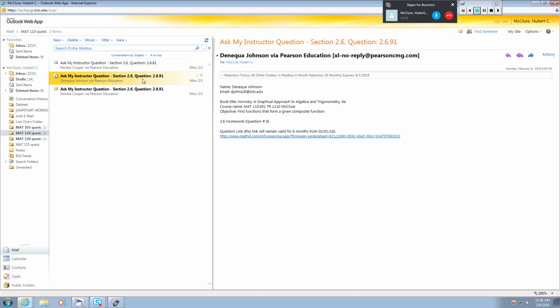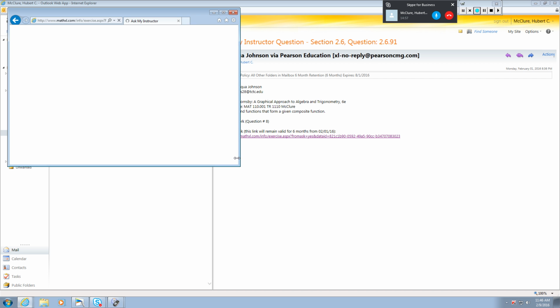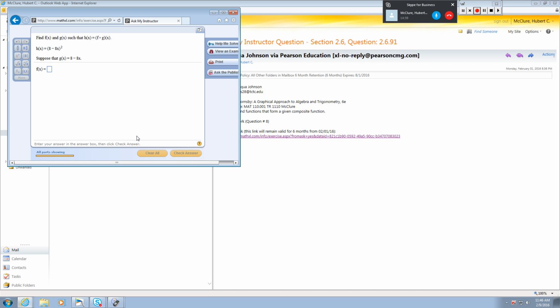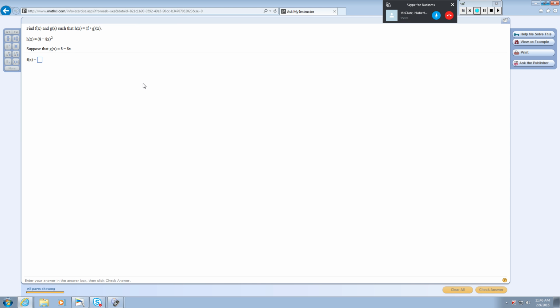Next one is 2.691/8. This one says, find f of x and g of x such that h of x is f composed of g of x. All right, this one you have to think in terms of going backwards. All right. Write it down first. Write down the directions too. You're going to have to write it word for word for you to understand how to do this problem.